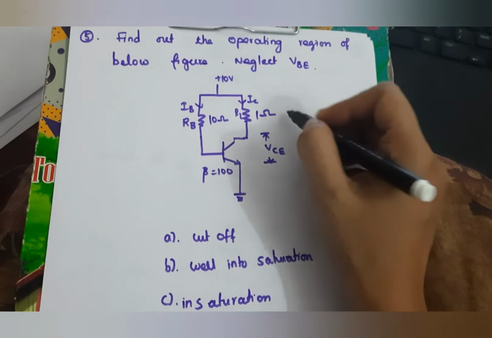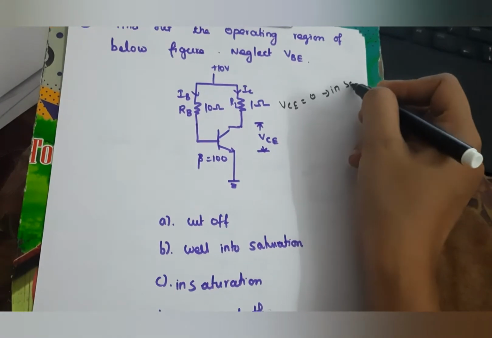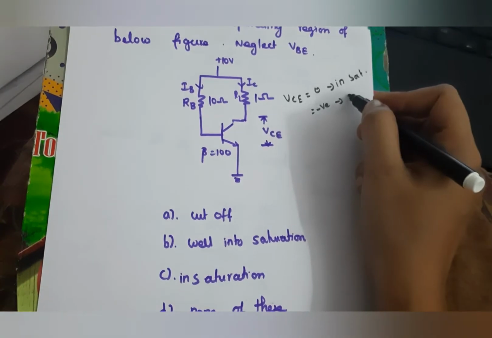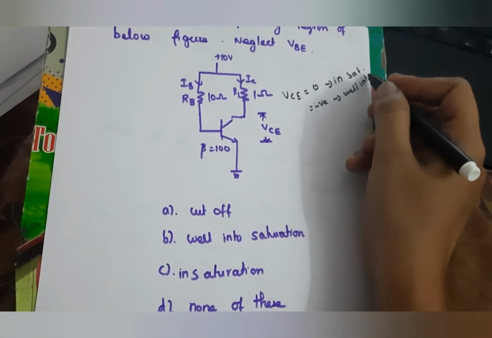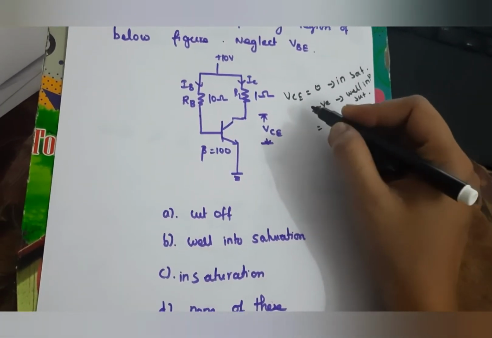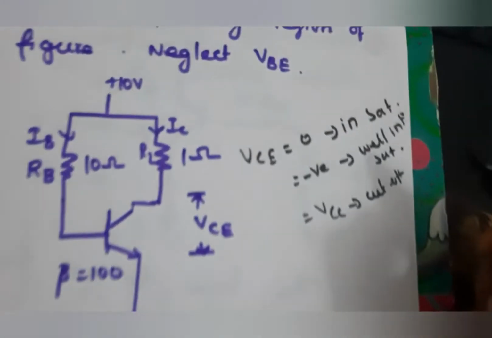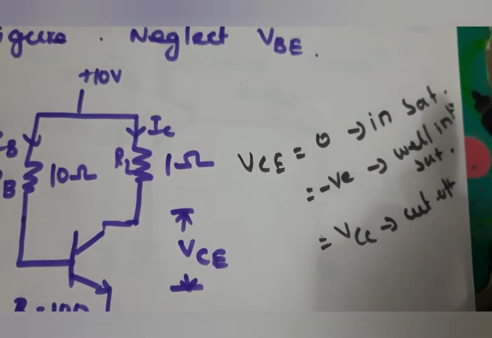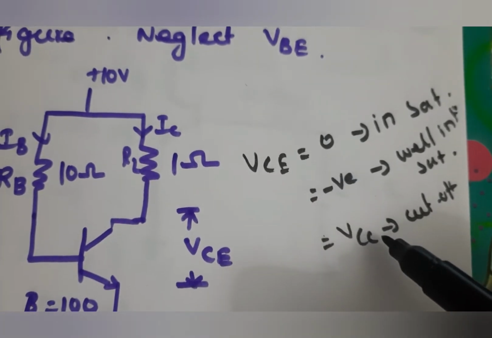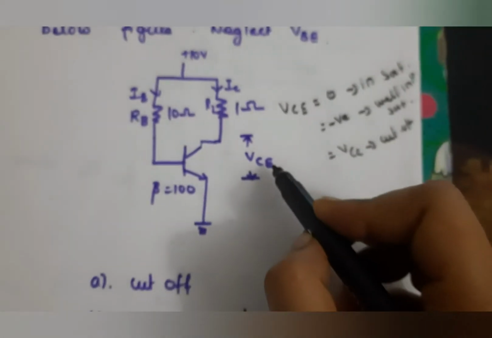So if VCE is equal to 0, it is said to be in saturation region, or if VCE is a negative value, it is well into saturation region. And when VCE is equal to VCC, that is the cutoff region. So when VCE is equal to 0, it is in saturation region. When VCE is negative, well into saturation region. When VCE is equal to VCC, we can say that the transistor is in cutoff region. So we have to find this VCE.